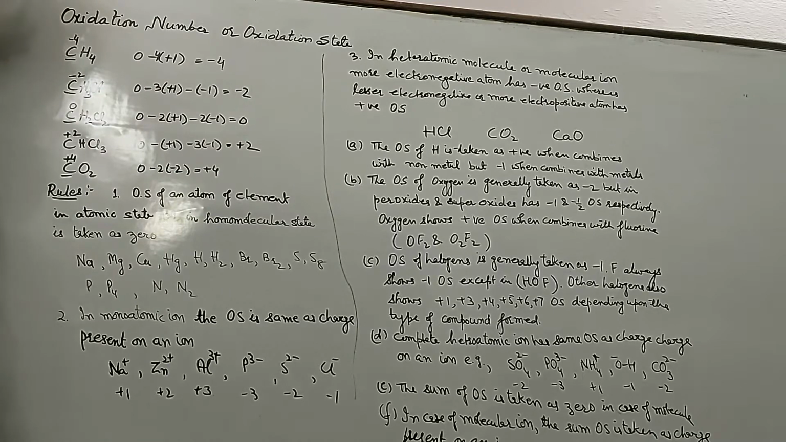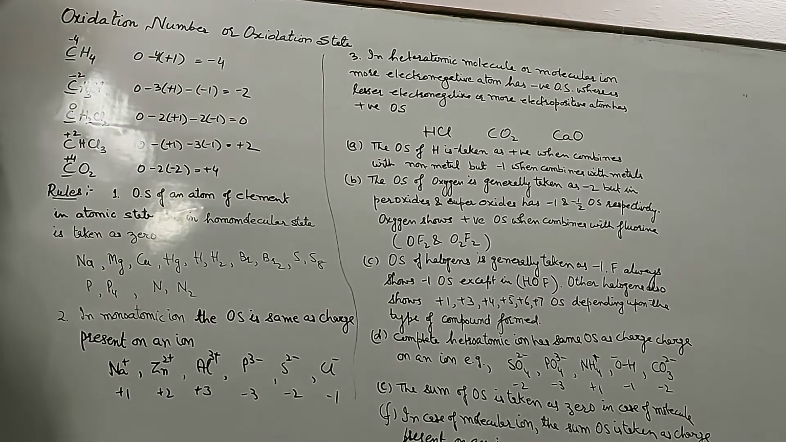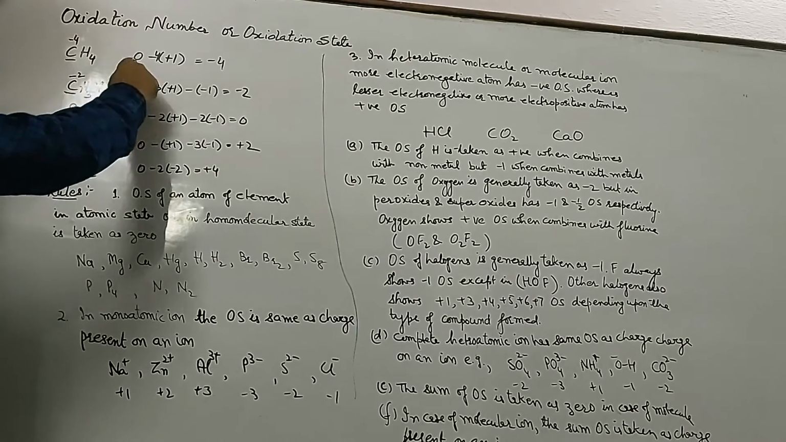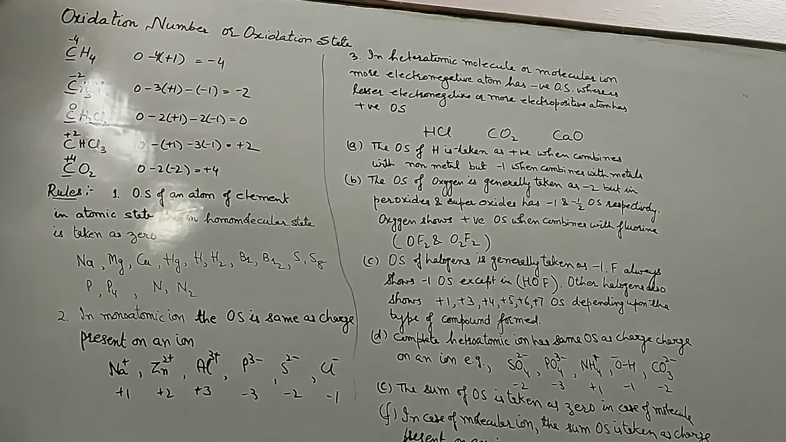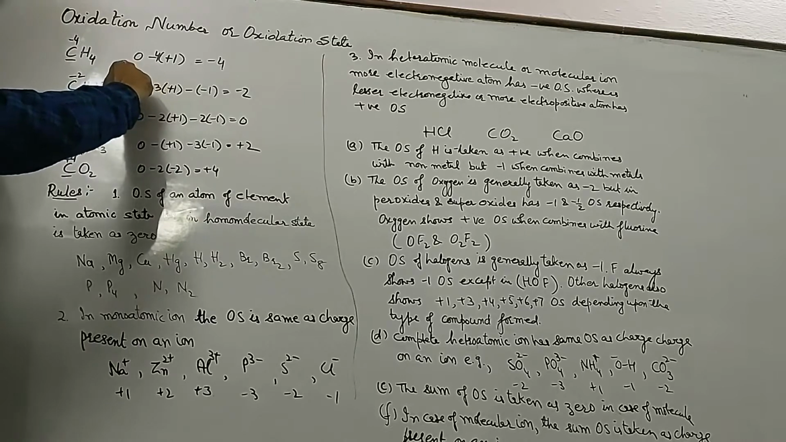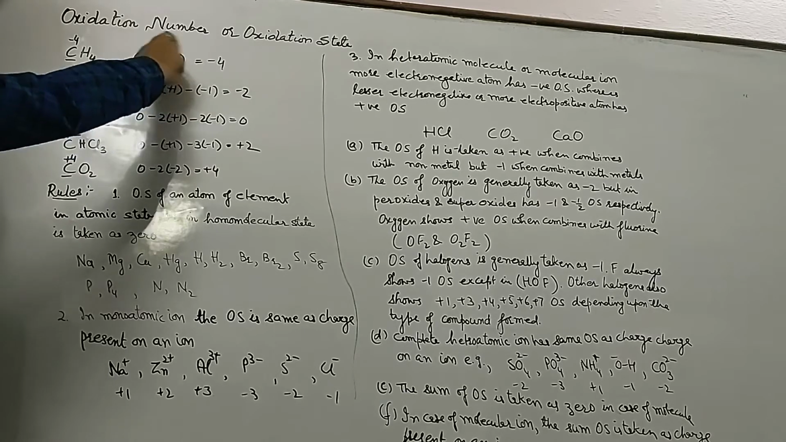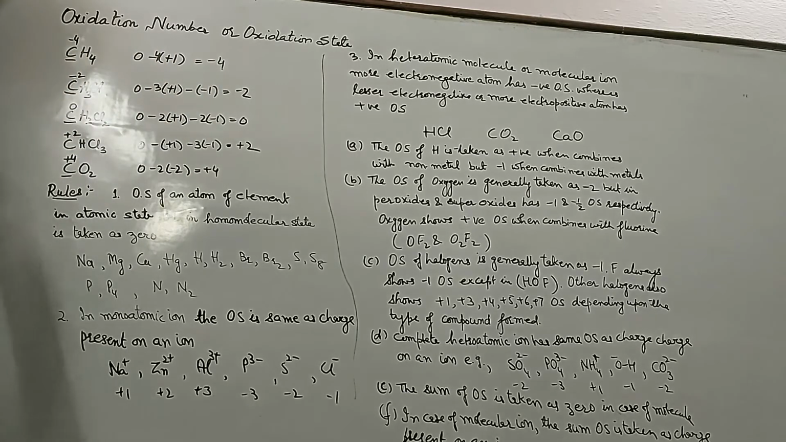Like in CH4, I would like to find out the oxidation state of carbon. Then I have to remove hydrogen from the carbon. Now this is a neutral molecule, therefore it carries zero charge. And hydrogen is less electronegative than carbon, meaning it is electropositive. It will leave in the form of H positive. How many H positive should be removed? 4. So 0 minus 4 into plus 1 comes out to minus 4. It means in this case the oxidation state of carbon is minus 4.